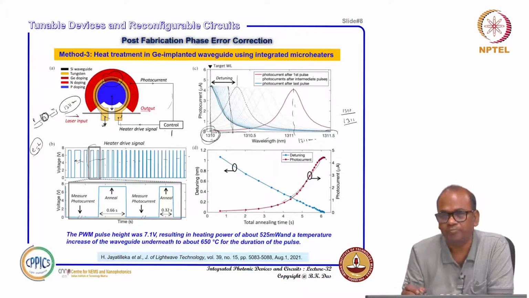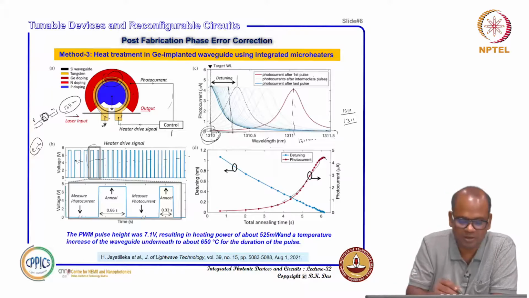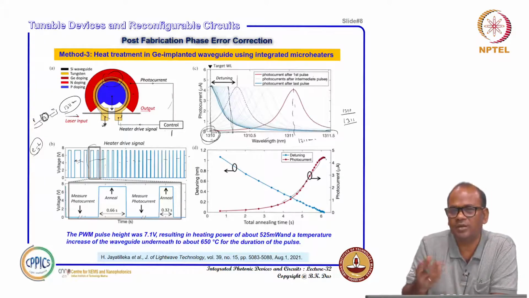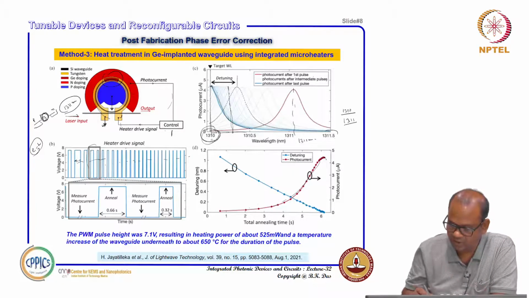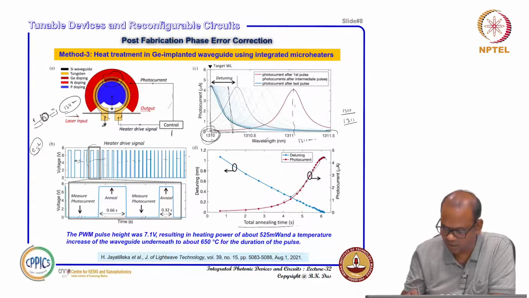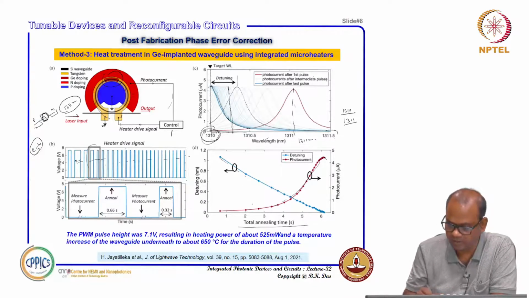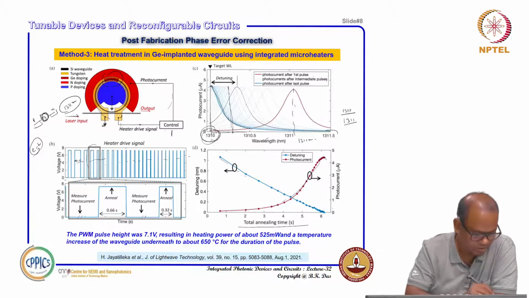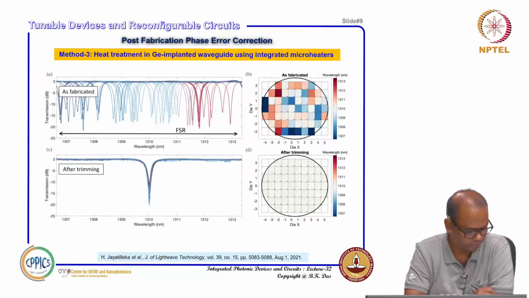Suppose you want a little bit more, that next time it should operate at 1312 nanometer, you again send a little bit of current, program it, and it will crystallize. After some time it will be saturated, of course, but up to a certain level it can be done. And you see, as the total annealing time increases, how detuning can happen. In this case, it is shown that more than 1 nanometer detuning, from 0 to 1 nanometer, can happen.